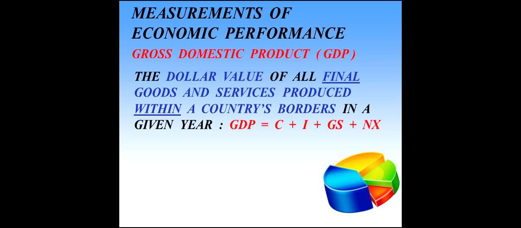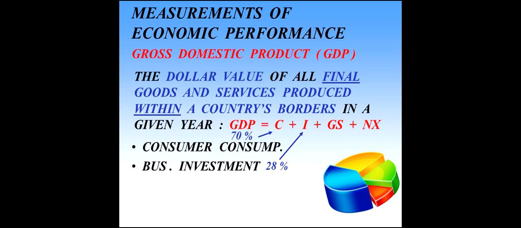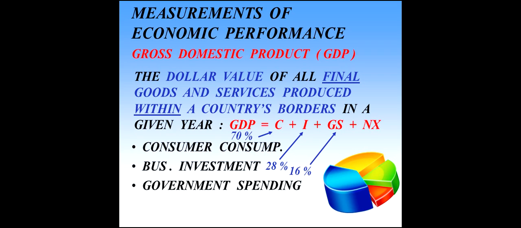And let me give you a feel for traditionally what each of these categories takes up in terms of its percentage contribution to the GDP figure. Consumer consumption roughly runs about 70% of GDP, and by virtue of that number, obviously the most important component. Business investment makes up 28%. Government spending 16%, and net exports minus 14%.